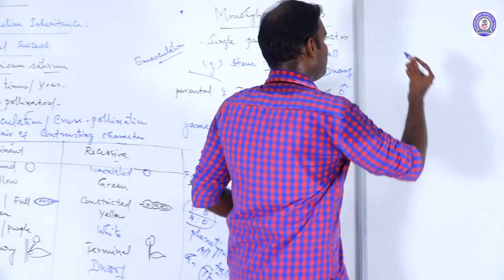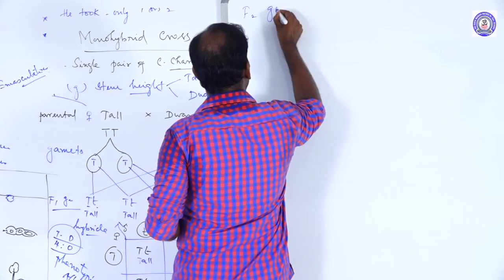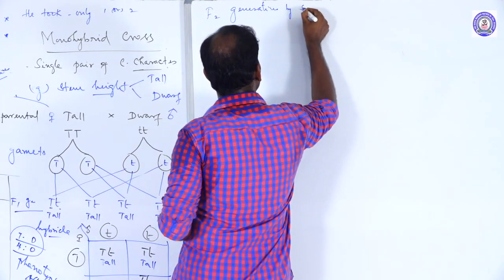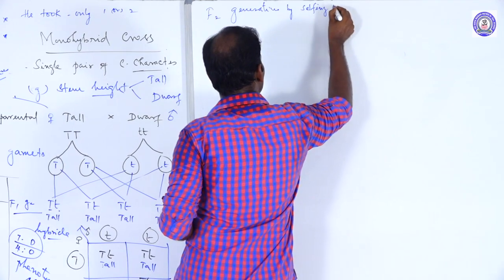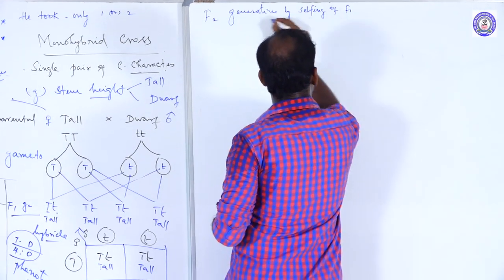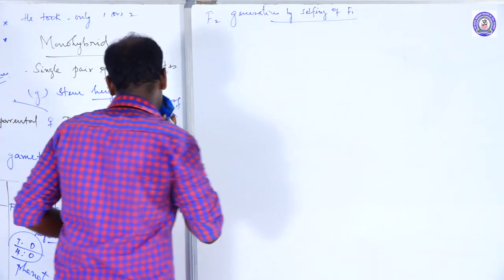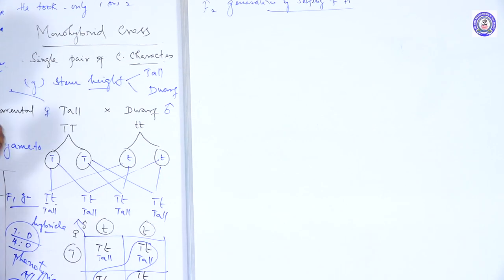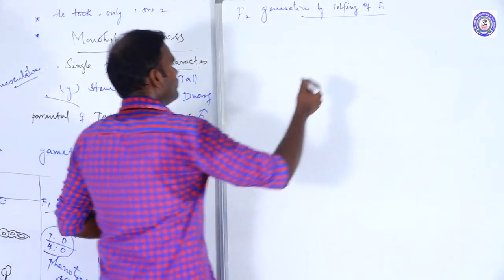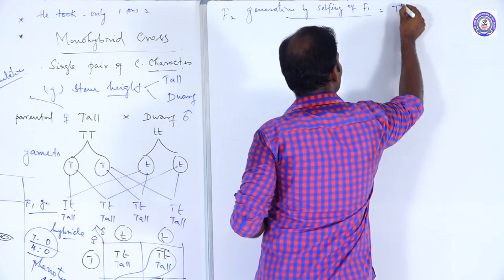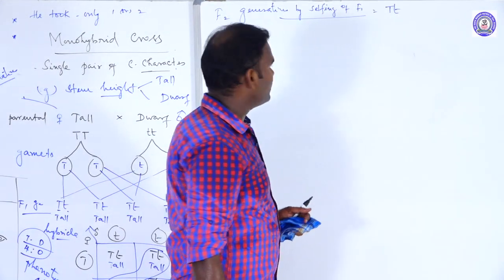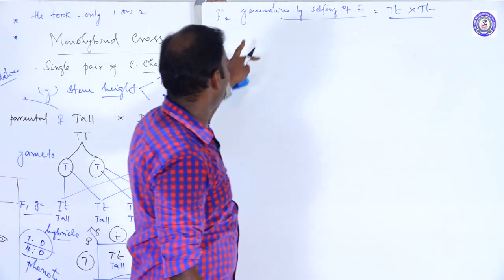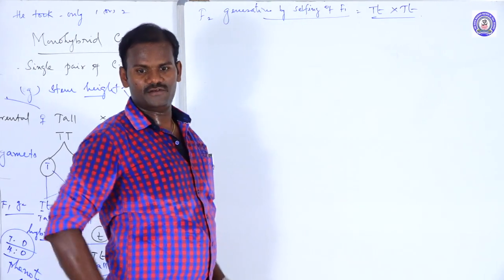But Mendel obtained the F2 generation by selfing of F1. How to obtain the F2 generation? By selfing. I mean, these are the F1 generation, and this is crossed with these two plants. These are selfing. So all the F1 are capital T, small t. That is the genotype of F1. It is crossed with capital T, small t. So Mendel obtained the F2 generation by selfing of F1.